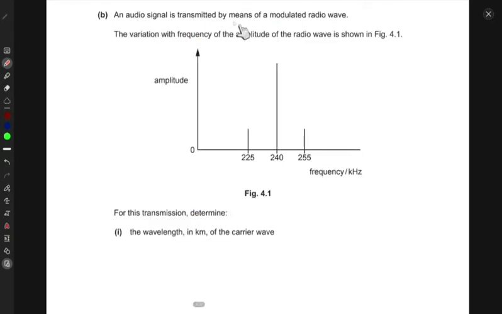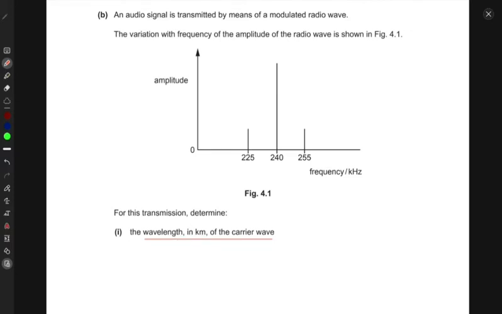An audio signal is transmitted by the means of modulated radio wave. The variation with frequency of the amplitude of the radio wave is shown in this figure. So here we have frequency, here we have the amplitude, and the graph shows the radio wave in this way. So we can see that for this transmission, we are required to determine the wavelength in kilometers of the carrier wave. Now, the wave is a communication wave, right?